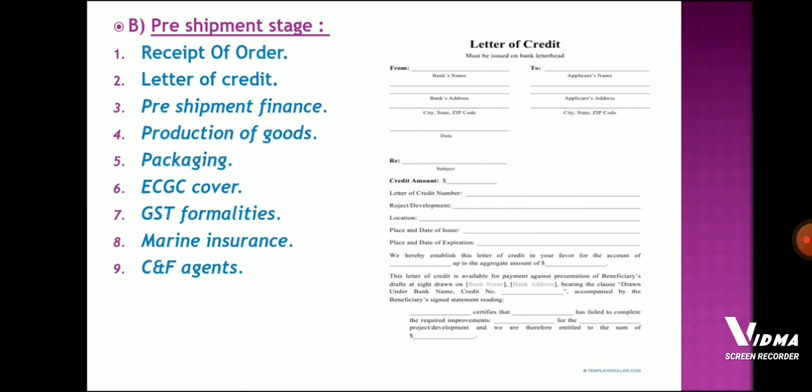And the last point of the second stage of export procedure is C&F agents, clearing and forwarding agents. In export trade, C&F agents are known as custom house agents, because they are the experts who provide assistance to get goods cleared through custom formalities. Custom formalities are very complicated and the C&F agent will do it properly. These agents are responsible for forwarding the goods.